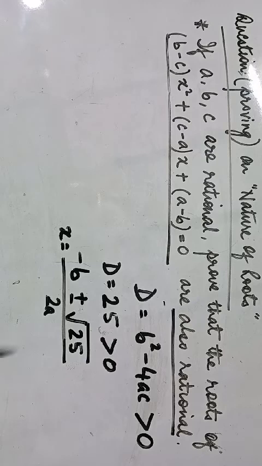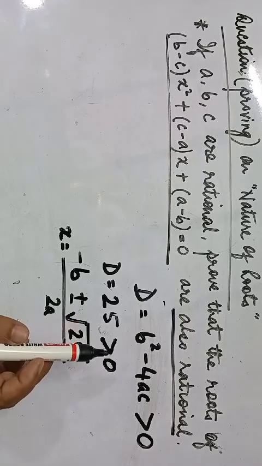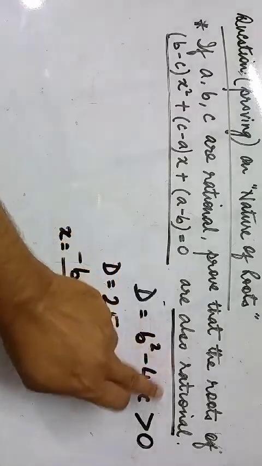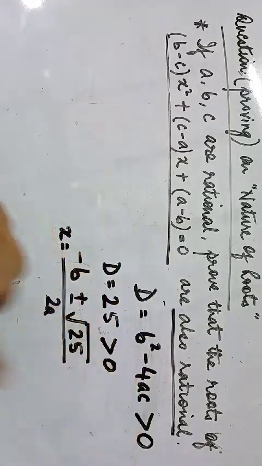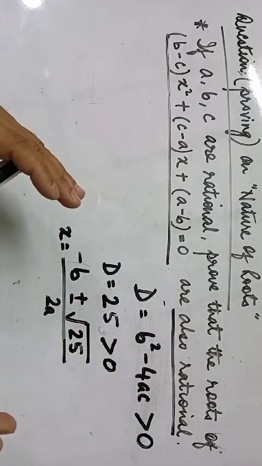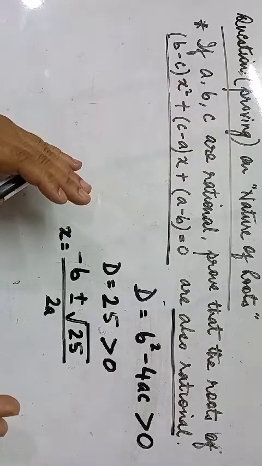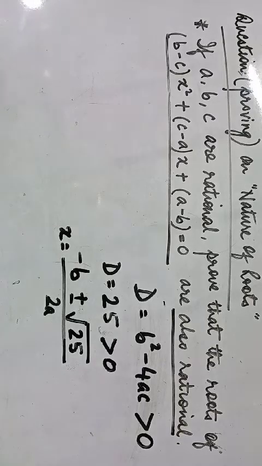Okay, so even if your D is positive, still the roots can be irrational. So the question here is about rationality. The discriminant value should be a perfect square. Keeping this in mind, let us proceed with our question.